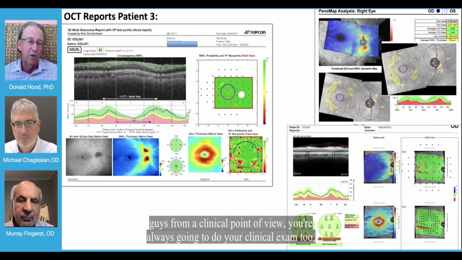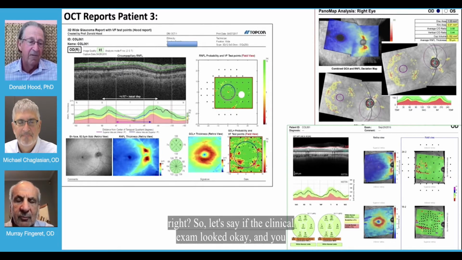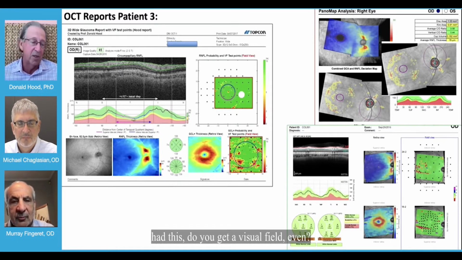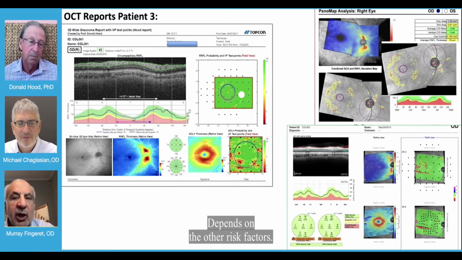Yeah. So unless you had other evidence, from a clinical point of view, you're always going to do your clinical exam too, right? So if the clinical exam looked okay and you had this, do you get a visual field even? Depends on the other risk factors.